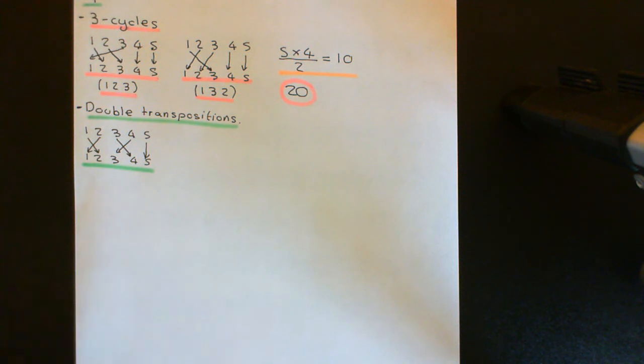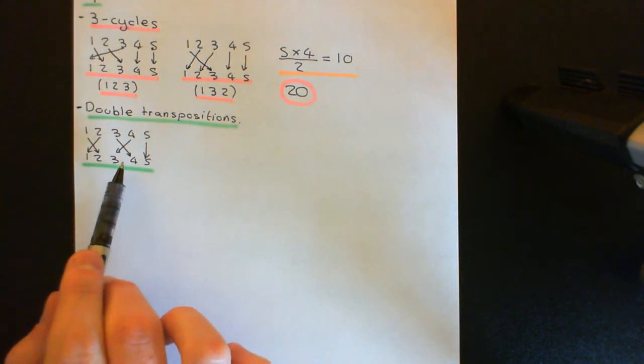So there's an example of a double transposition. The question now becomes, how many different double transpositions are there? Again, this is just a problem in combinatorics. So we have to pick two pairs in this case.